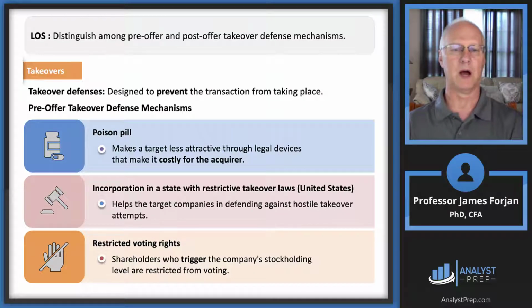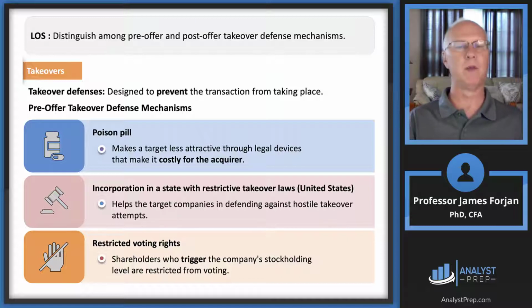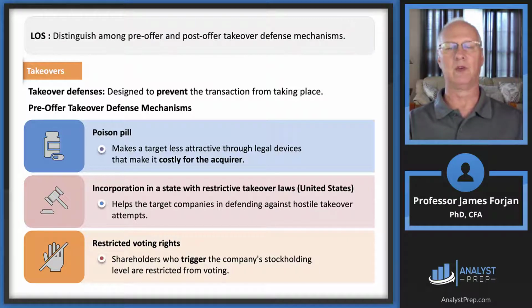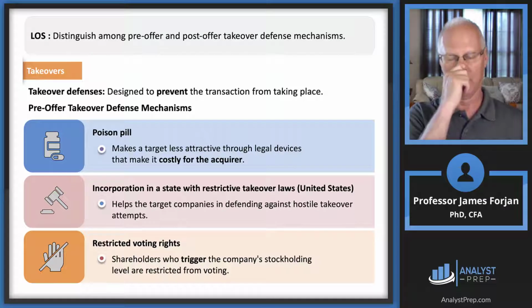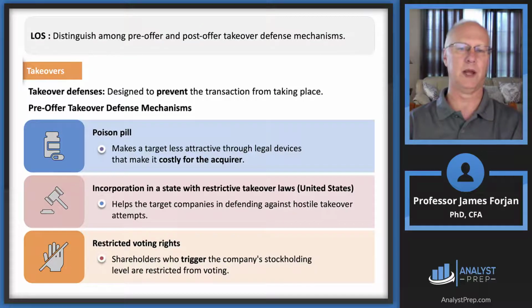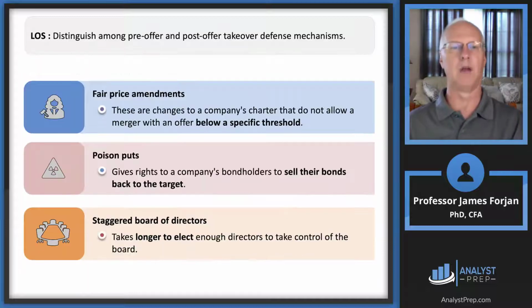I'm going to go ahead and start at the bottom here. Restricted voting rights means simply that if a certain shareholder, right, a certain acquiring firm accumulates enough of our shares as an ownership position, like 2% or 5% or 10%, then we could impose some kind of restricted voting rights that, hey, even if you have 10% of our company, you can still only vote 1% of those shares. We can also do something simple by incorporating in a state with restrictive takeover laws. This happens all the time.